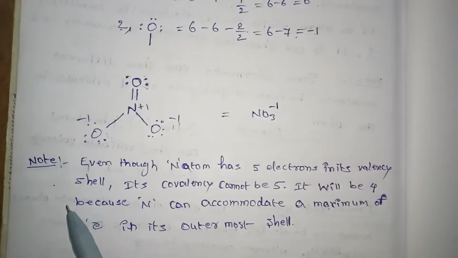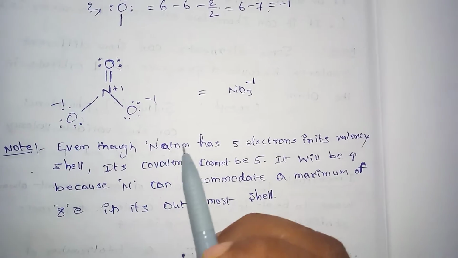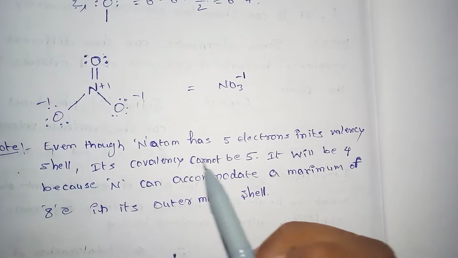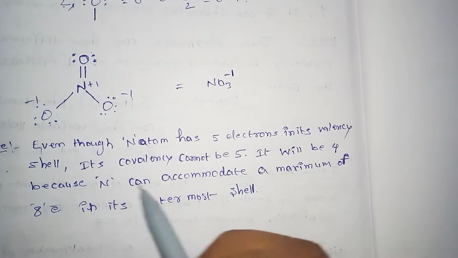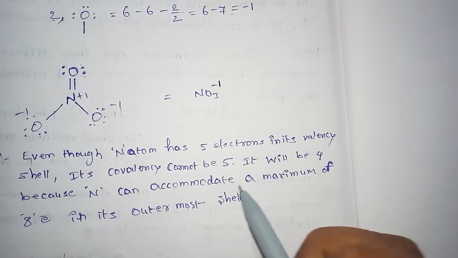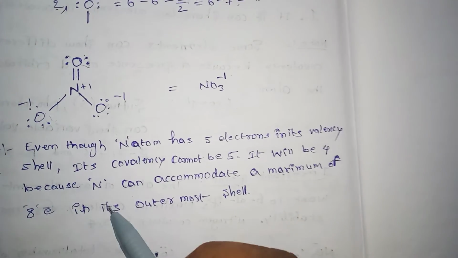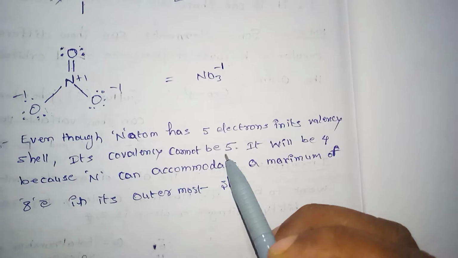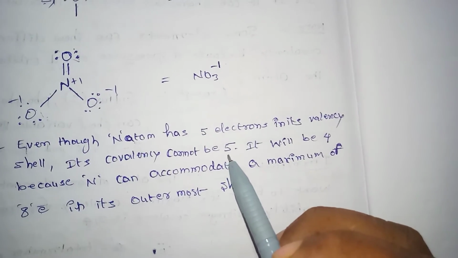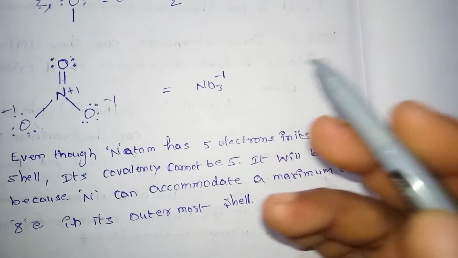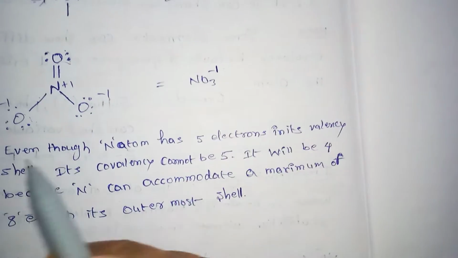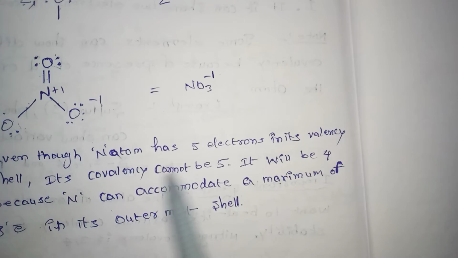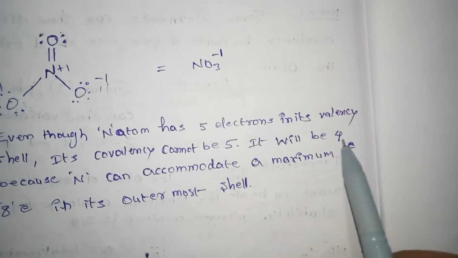So next, note point. Even though the nitrogen atom has 5 electrons in its valence shell, its covalency cannot be 5. It will be 4, because N can accommodate a maximum of 8 electrons in its outermost shell. If we take 5, it has to share 5 electrons with other atoms, meaning 5 into 2 is equal to 10. But nitrogen's maximum capacity is just 8. That's why maximum covalence is just 4.